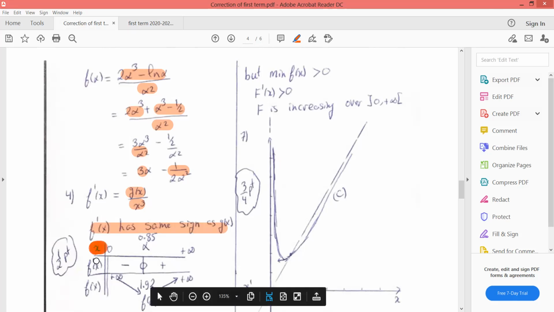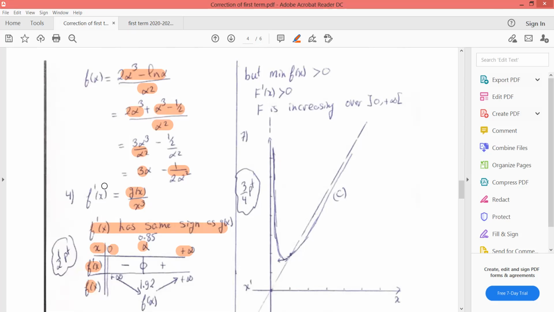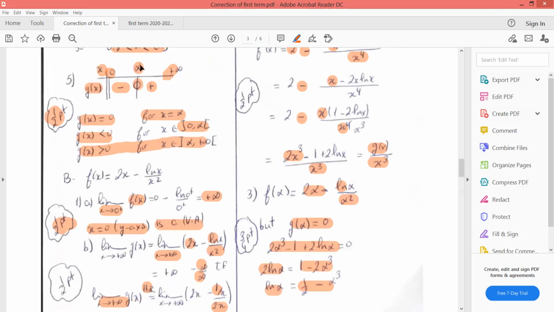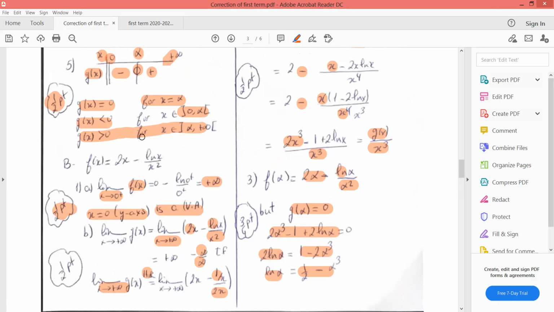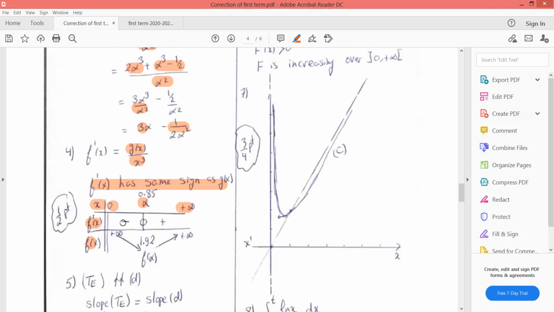So x, f prime x, f x, domain 0 to plus infinity. I put alpha, because g of alpha is equal to 0. It means f prime of alpha equals 0. So between 0 and alpha, g is negative, meaning f prime is negative, negative, positive. Negative means decreasing, positive means increasing. At 0 we get plus infinity. I put plus infinity, and this one is f of alpha.